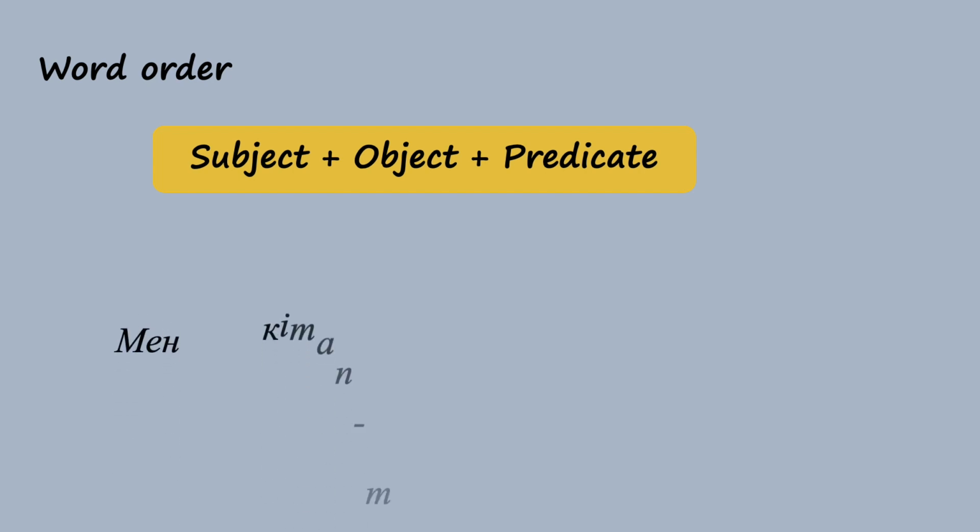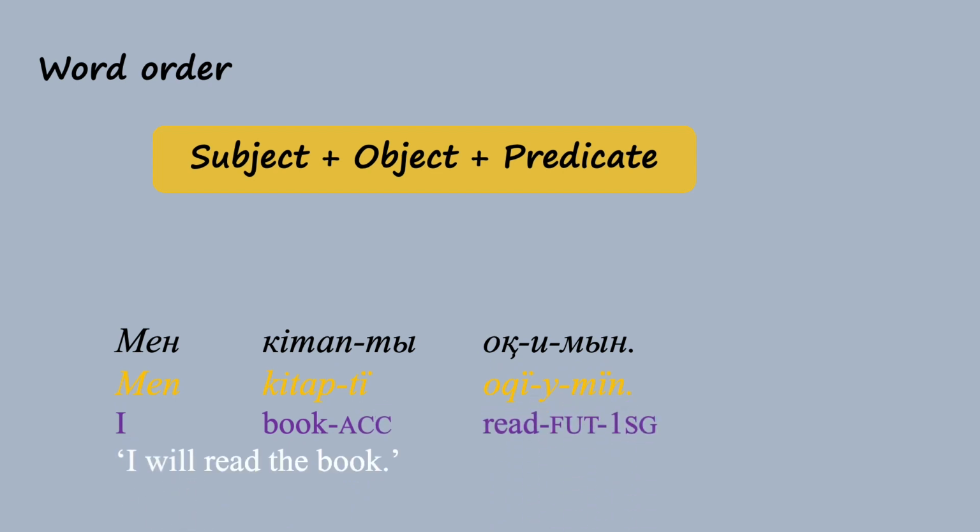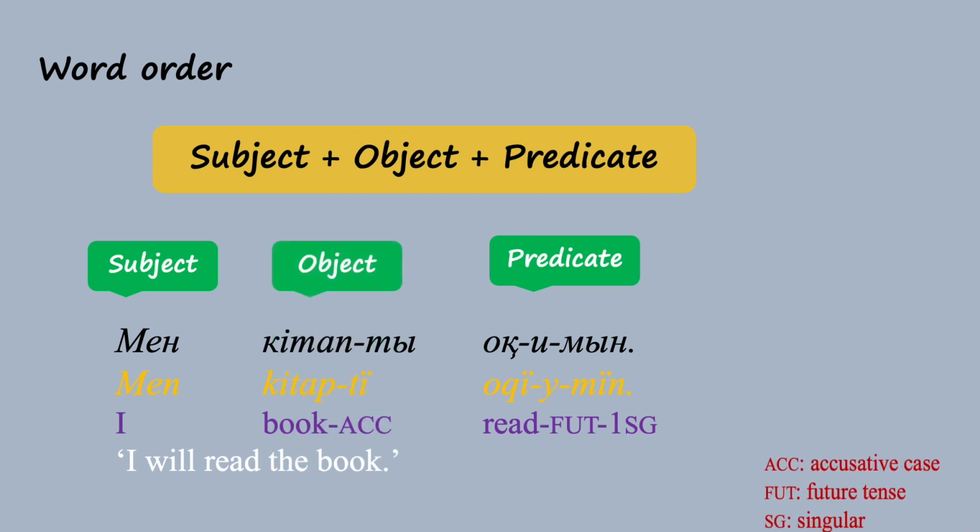For example, "Men kitapты оқимын", I will read the book, in which the subject is men, I, the predicate is оқимын, will read, and kitapты is a direct object. As you can see, such word order is exactly the opposite of that in English.